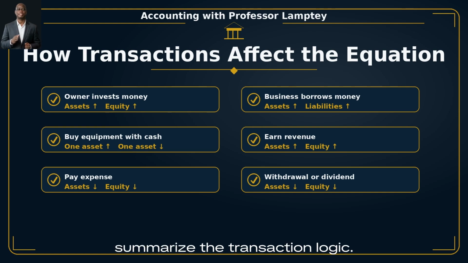Now let's pause and summarize the transaction logic. If the owner invests money, assets increase, equity increases. If the business borrows money, assets increase, liabilities increase. If the business buys equipment with cash, one asset increases, another asset decreases. If the business earns revenue, assets increase, equity increases. If the business pays an expense, assets decrease, equity decreases. If the owner withdraws money or a corporation pays dividends, assets decrease, equity decreases. The equation must always balance.